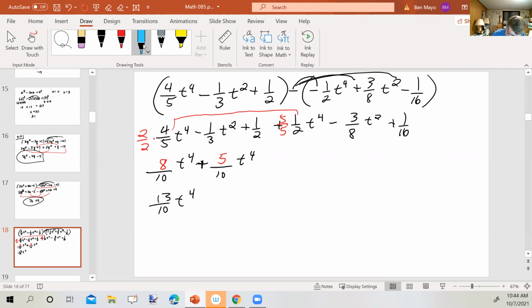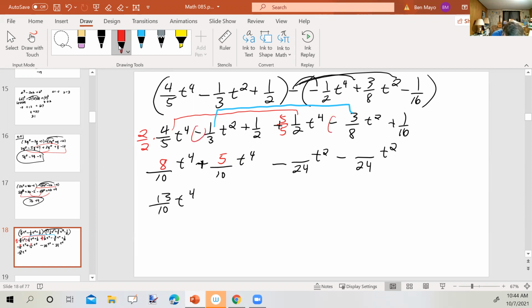All right. Next, we'll do the t squared. Minus 1/3 t squared minus 3/8 t squared. The common denominator of 3 and 8 is 24. So I need minus so many 24ths t squared minus so many 24ths t squared. And I'm getting those minuses from here and here. Okay.